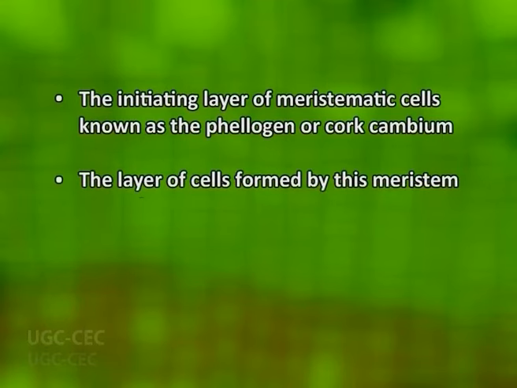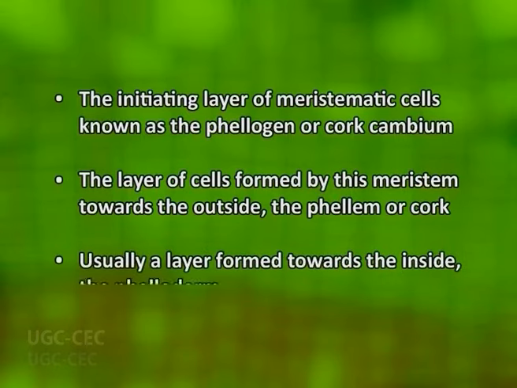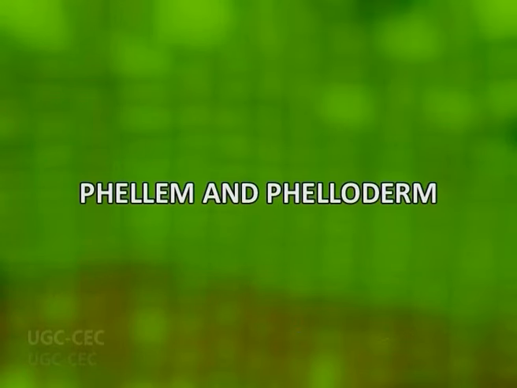Structurally, the periderm consists of three layers of tissues. Number one, the initiating layer of meristematic cells known as the phellogen or cork cambium. Number two, the layer of cells formed by this meristem towards the outside called the phellem or cork, and number three, phelloderm, which is a layer formed towards the inside. Dear students, we have already discussed the phellogen or cork cambium. Now we will discuss the phellem and the phelloderm.